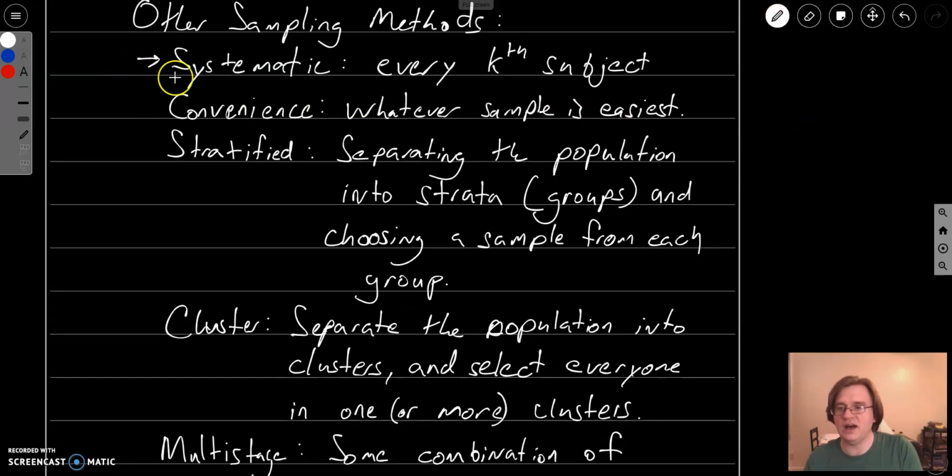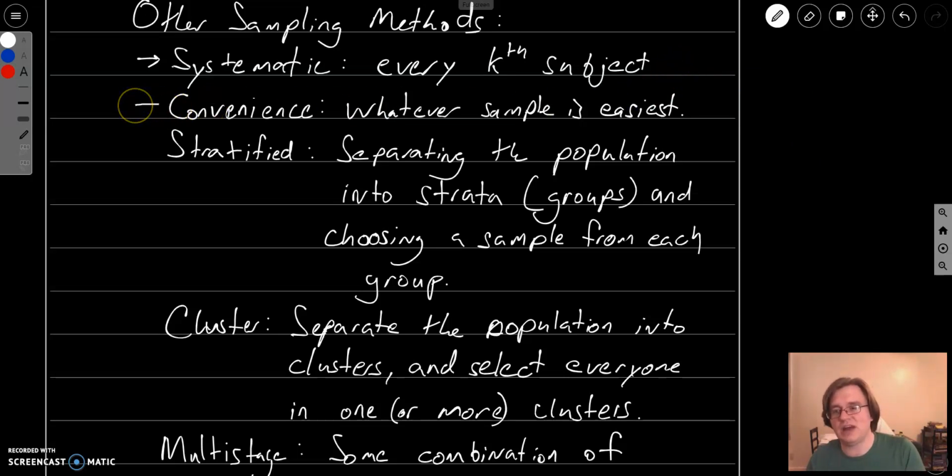So the first one, with a systematic sampling method, you'll just select every kth subject. An example of this, maybe you want to test gas mileage in people's cars. So what you do is every say 10th car that drives by, you stop them, you take a measurement, and then you let them go on. This may not be truly random because maybe every 10th car belongs to the same person, but this is one way of selecting a sample of people.